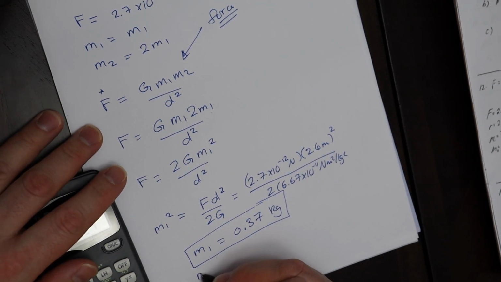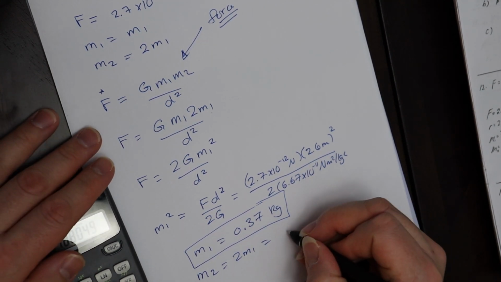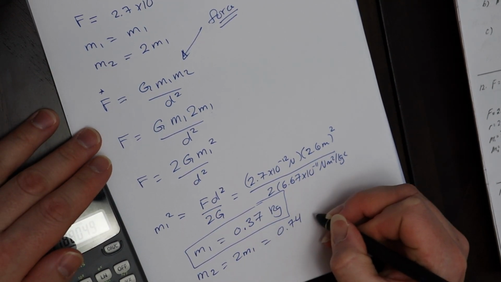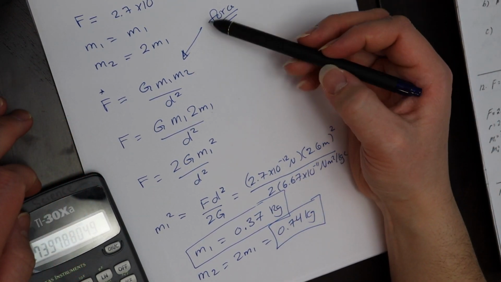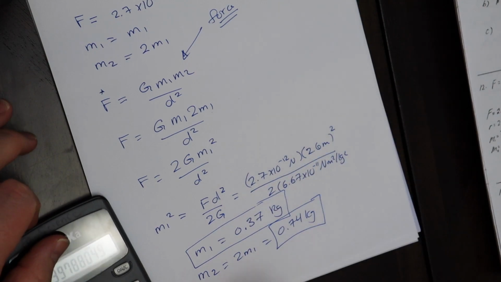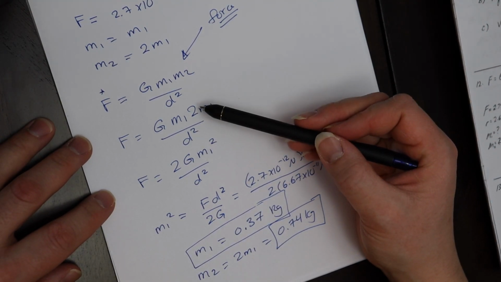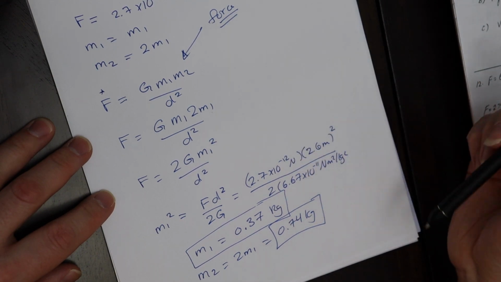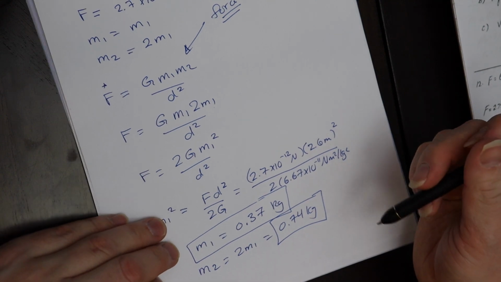And then M2, remember, was 2 times M1. So I just multiply by 2 and I get 0.74 kilograms. Because they gave it to us in terms of the other one, we could do this kind of fancy algebra to find the answer, but be prepared to just plug in regular numbers. And again, if there's force, you're going to use this equation. And that's essentially it.